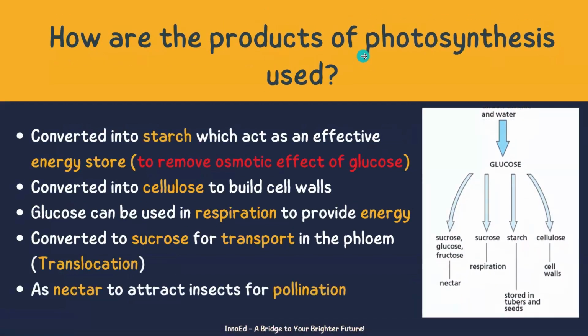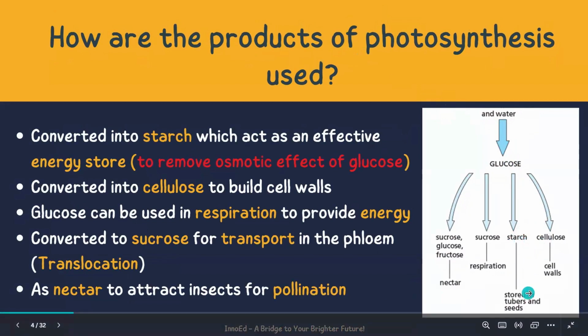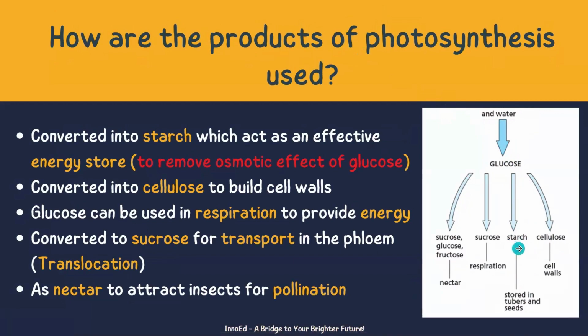How are the products of photosynthesis used? The glucose product from photosynthesis can be converted into starch, which is usually stored in tubers and seeds. The starch does not have the osmotic effect, while the glucose has the osmotic effect. That's why the plant usually stores the food as starch, to remove that osmotic effect, the effect of drawing the water into the cell.